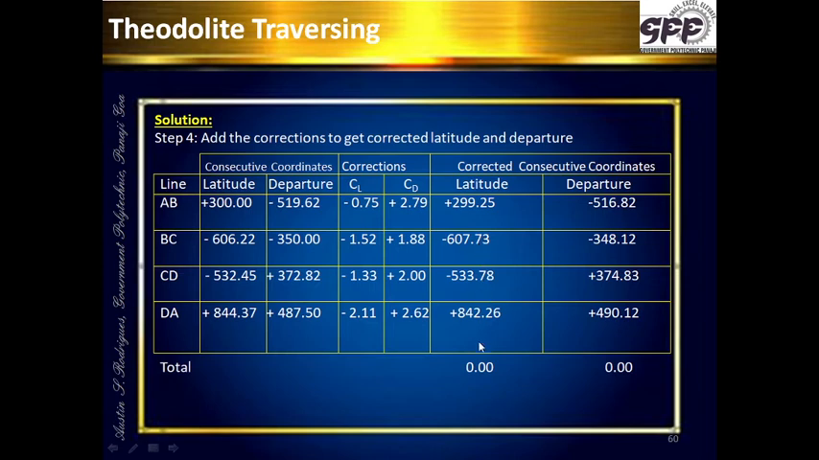Now when we add all the latitudes, we get the sum equal to 0. When we add all the departures, we get the sum equal to 0, which means we know that till this point our calculations are perfect. Now if we try to draw the traverse, it will close.